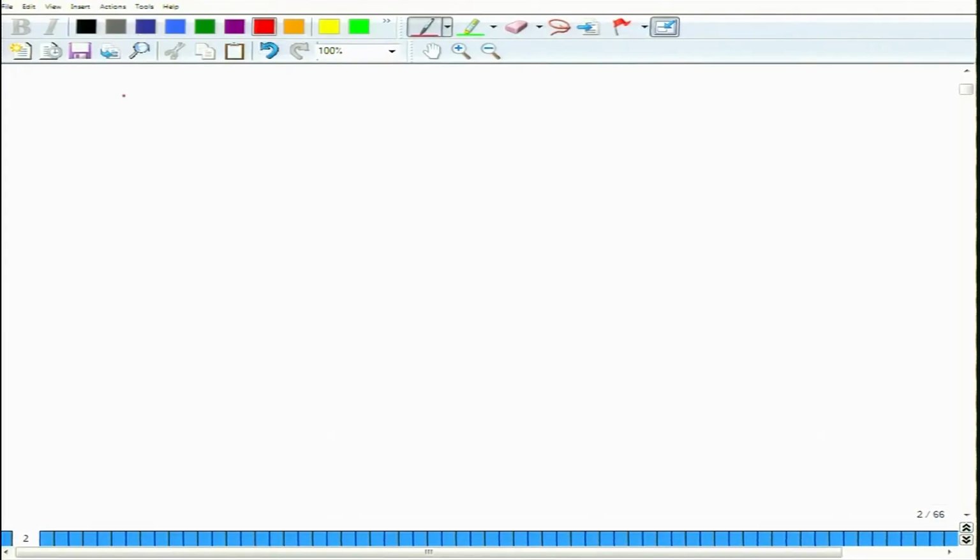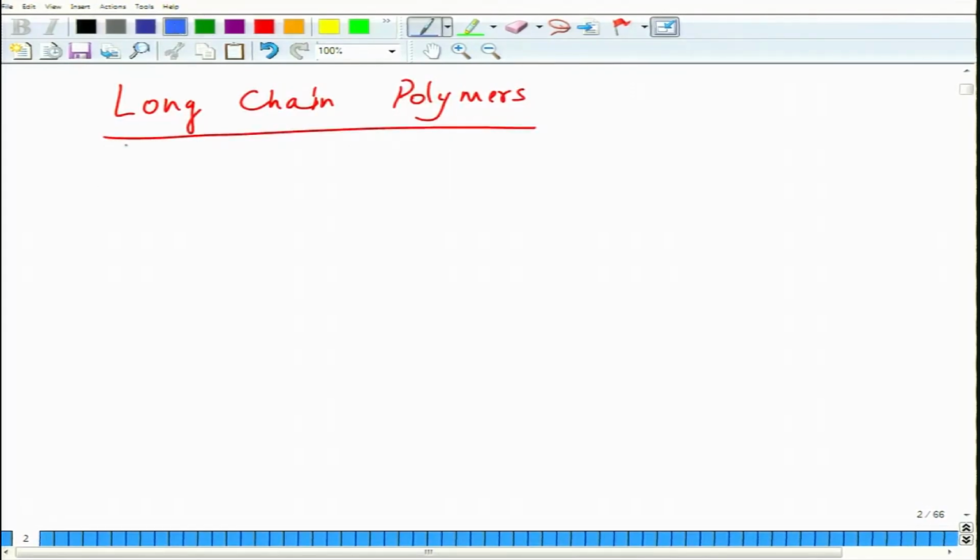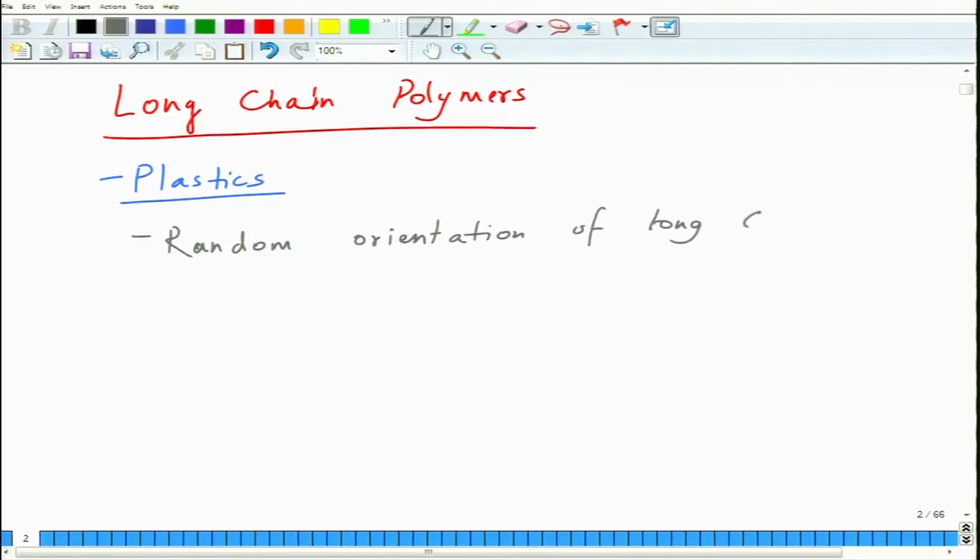So, if I now first start with long chain polymers, there are three categories of long chain polymers that we typically go ahead with. First is called plastics. The plastics typically have a random orientation of long chain molecules. So, basically there are long chains of molecules, the polymer chains, which are randomly oriented with respect to each other, and the bonding, as I said, along the chain axis, let us say, it is covalent.